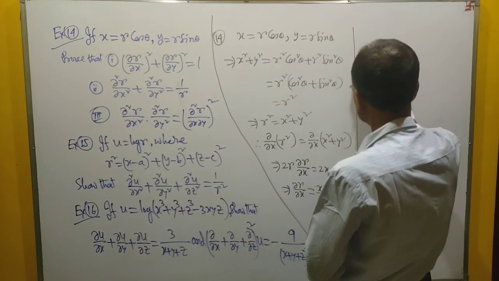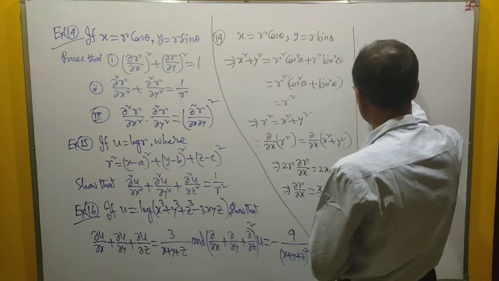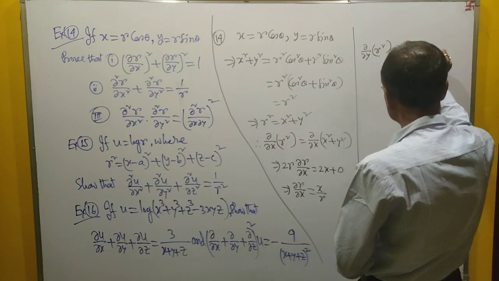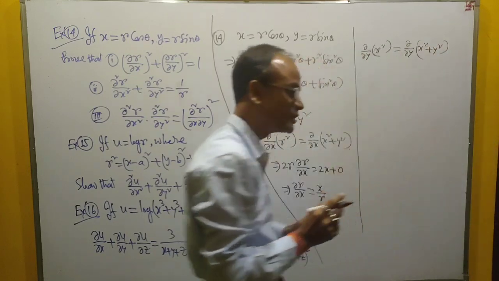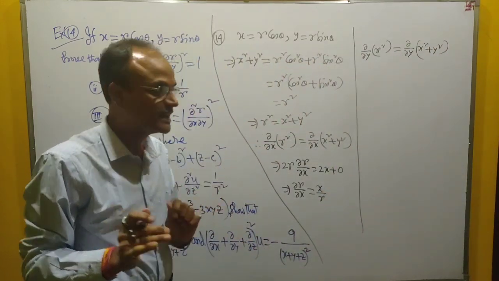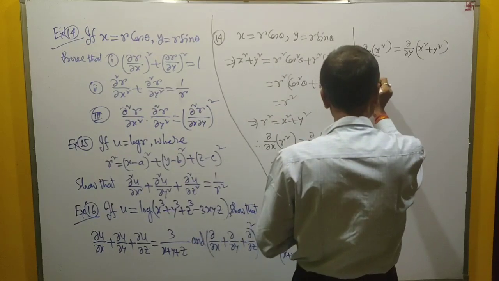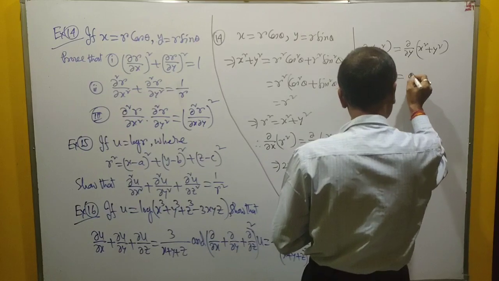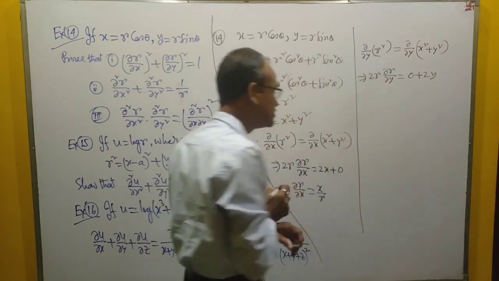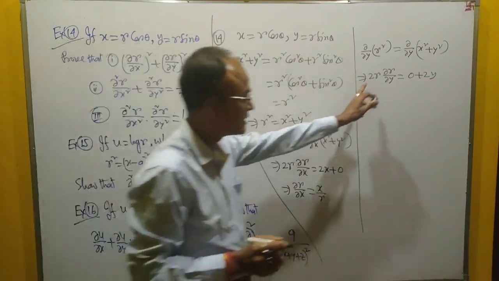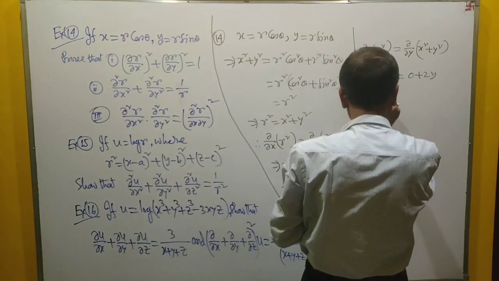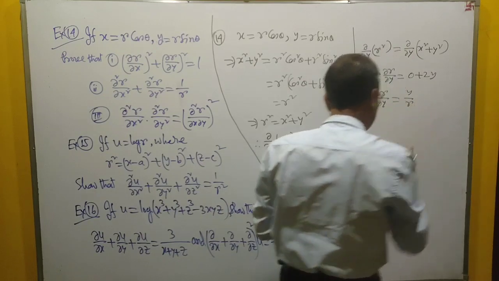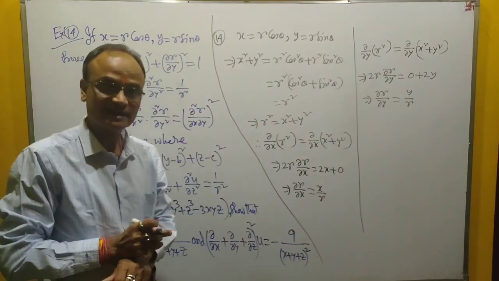Similarly, differentiate with respect to y partially, del del y of x square plus y square. You will get twice r, del r by del y equal to 0 plus twice y. 2, 2 will be cancelled. This means del r by del y equal to y by r.